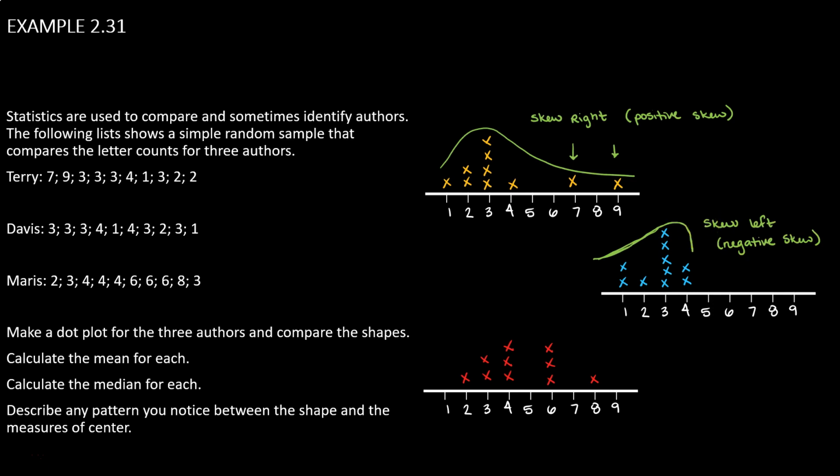Looking at the dot plot in red, representing Morris's word count, it's pretty symmetric. If we were to try and draw a dotted line down the center of our data, we almost have exactly the same number of points on the left as we do on the right. We have a lot of symmetry here. We don't have a long tail on one side or the other of our data set, so we'll call this data set symmetric.